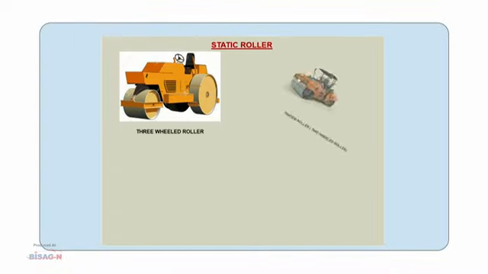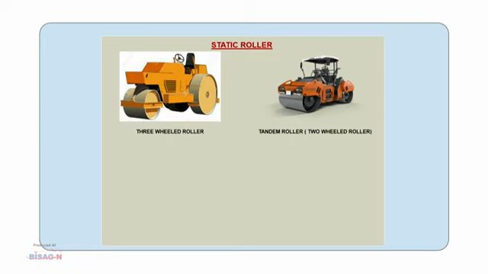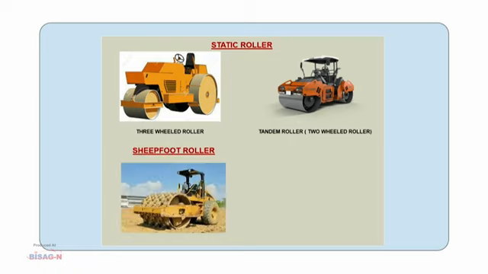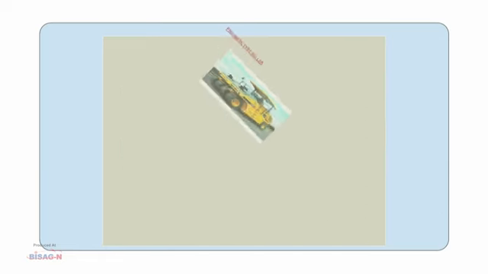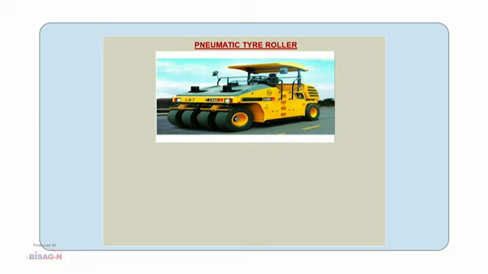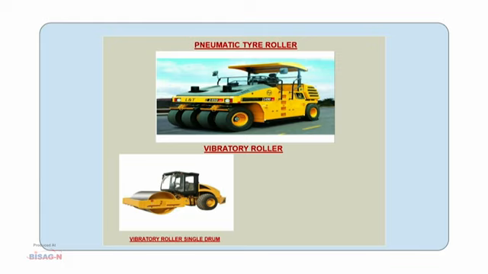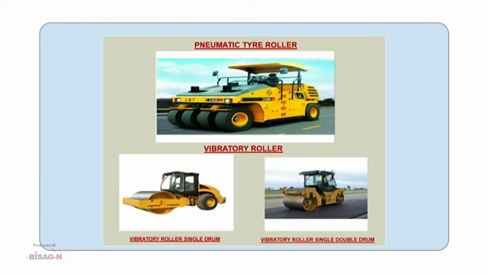So, these are the photos of the static rollers. You can see the 3-wheel roller, tandem roller, 2-wheel roller, sheep foot roller, pad foot roller. This is the PTR, that is called pneumatic tire roller, vibratory roller single drum, vibratory roller double drum.